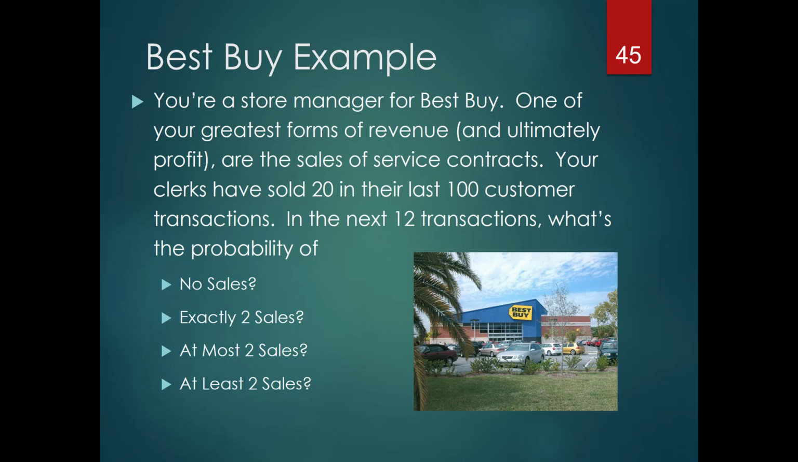Okay, and Best Buy. You're the store manager for Best Buy, and one of your greatest forms of revenue is the sales of service contracts. Your clerks have sold 20 in their last 100 customer transactions. In the next 12 transactions, what's the probability of no sales? Okay, notice what type of problem this is. You're given a probability of success, basically. When it says your clerks have sold 20 in their last 100, you have the setup there for a probability. And binomial problems have a probability of success, or pi. So you can do the 20 divided by 100 to get your probability of success, or pi. And the number of trials, or n, is 12. Okay, so the probability of no sales means my x is 0.